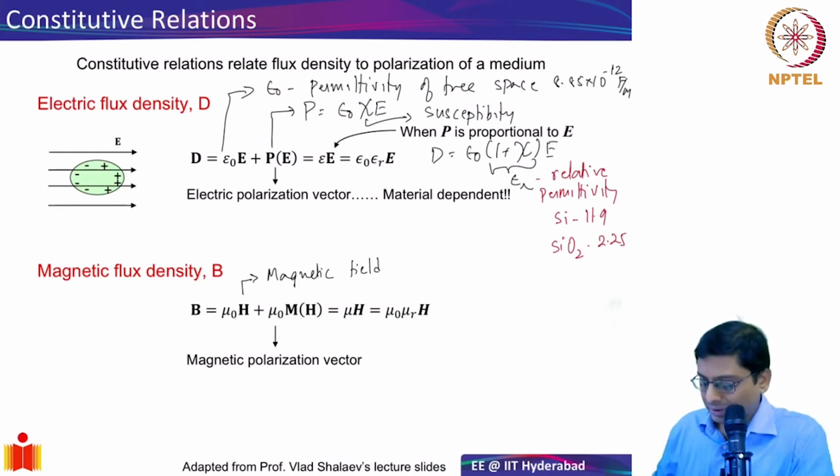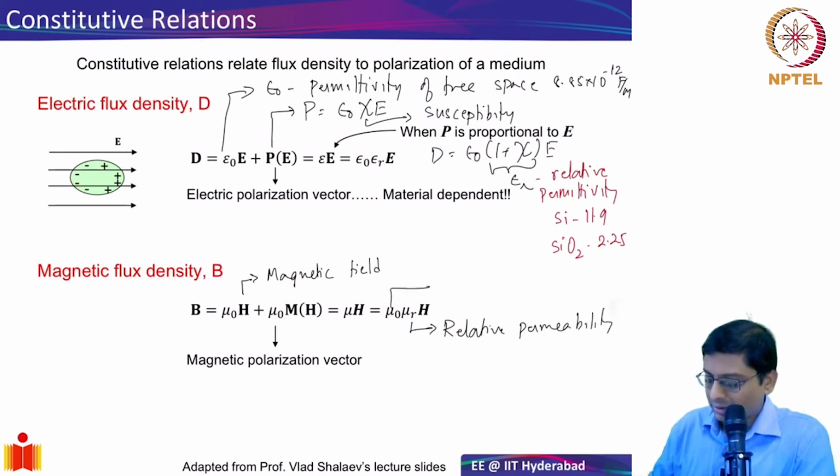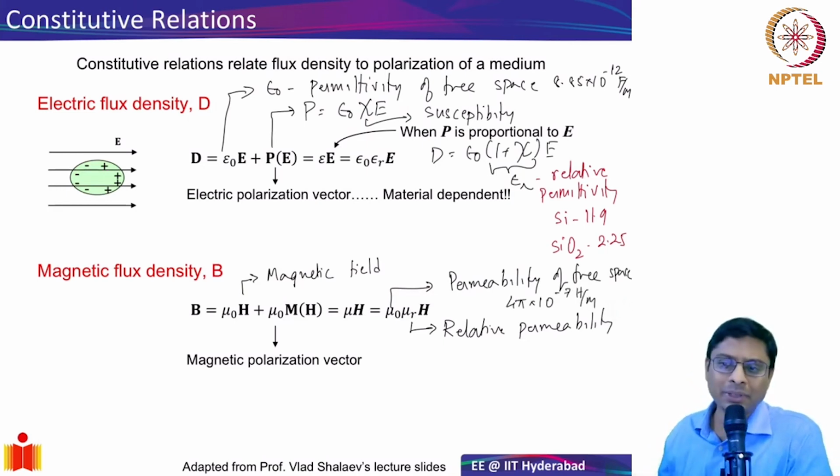Because of that, it can be captured in terms of a relative permeability. And of course, mu naught is the permeability of free space, which is 4 pi into 10 power minus 7 Henry per meter. And relative permeability is a constant. It doesn't have dimensions. Even relative permittivity doesn't have any dimensions.